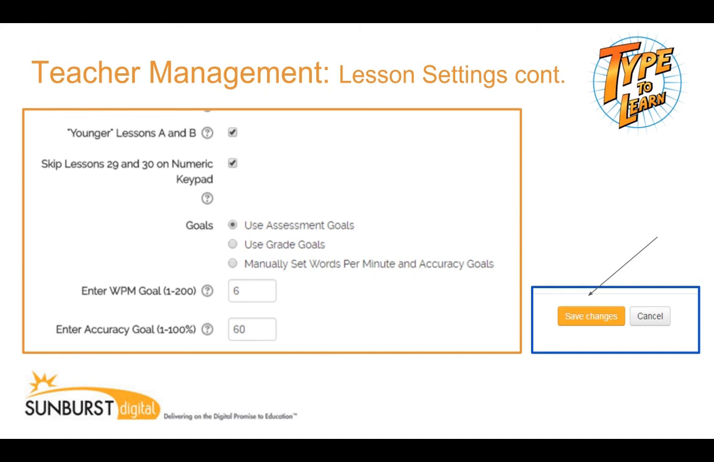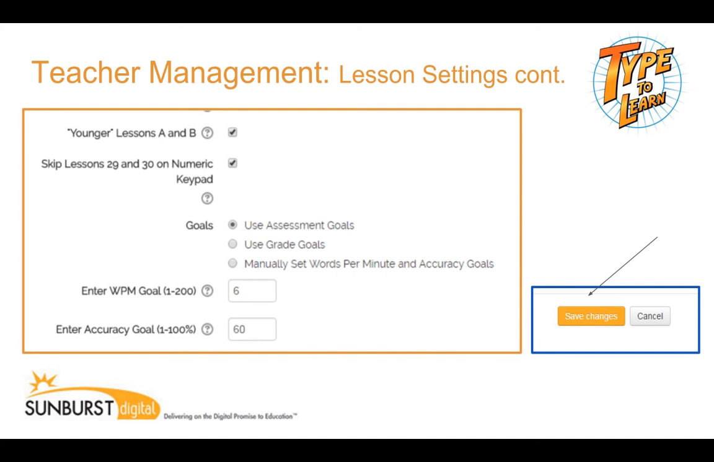The next part of lesson settings includes setting extra help for younger students by requiring lessons A and B for kindergarten through second grade, the ability to skip lessons 29 and 30 for laptop use, and to set goals. Goals can use assessment goals, grade goals, or you can manually enter words per minute and accuracy goals. Assessment goals take into account how they perform on the assessments within Type to Learn.